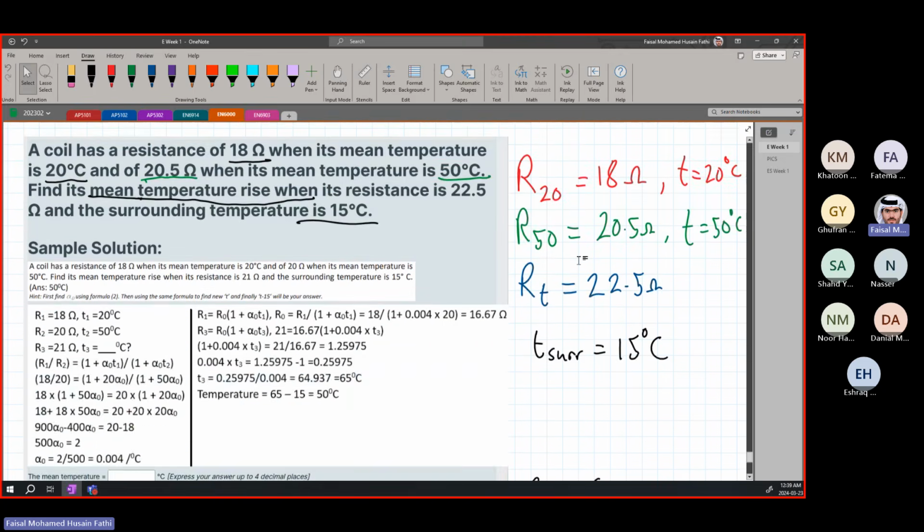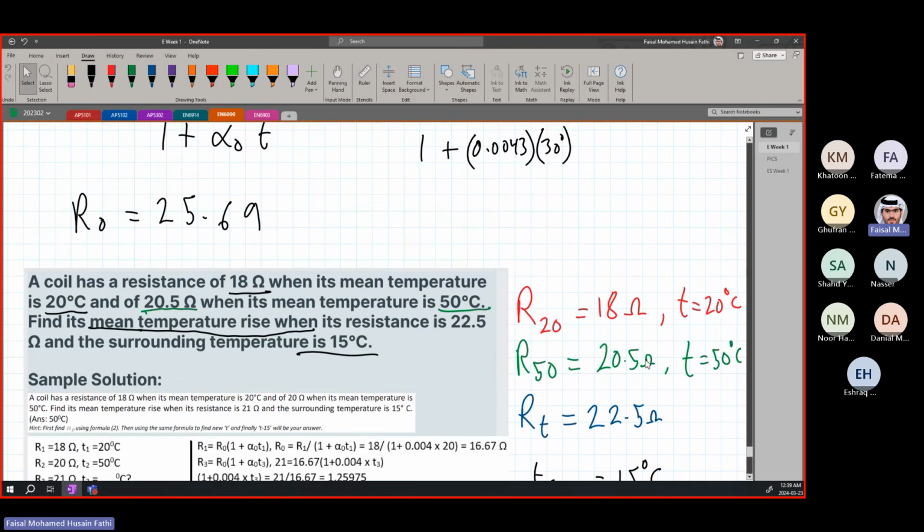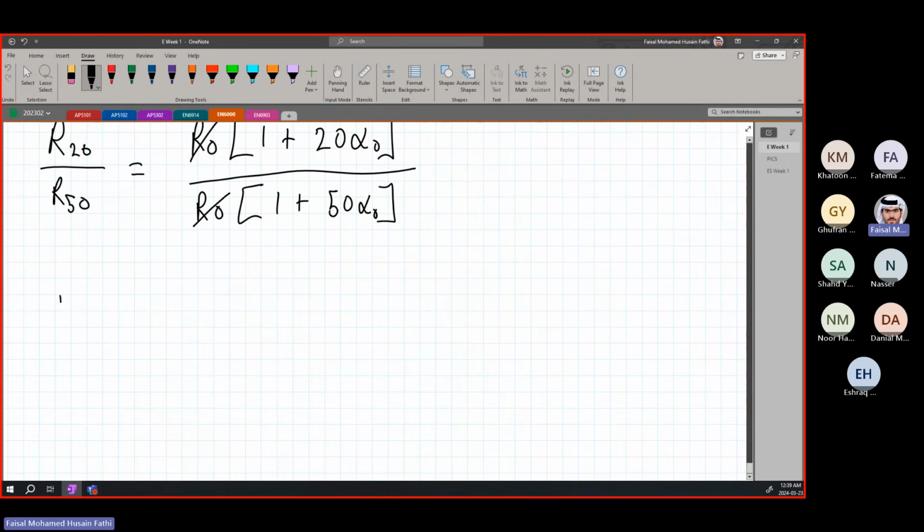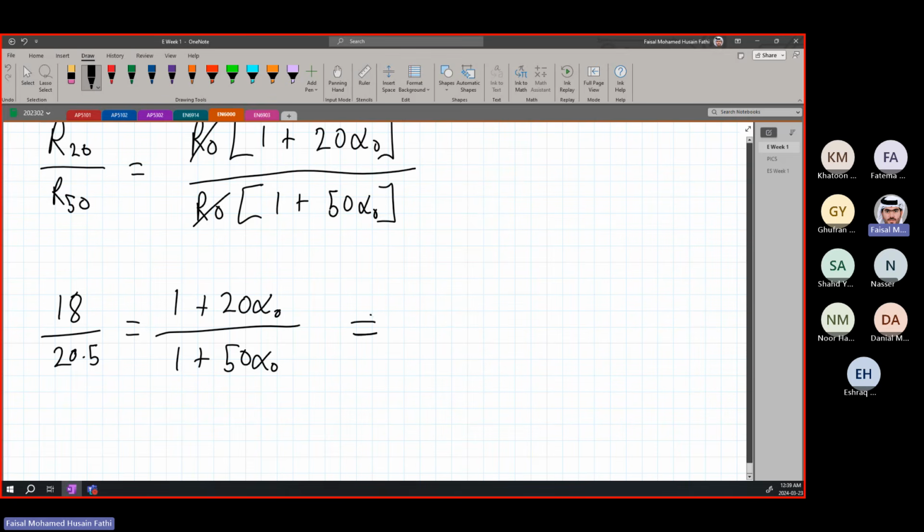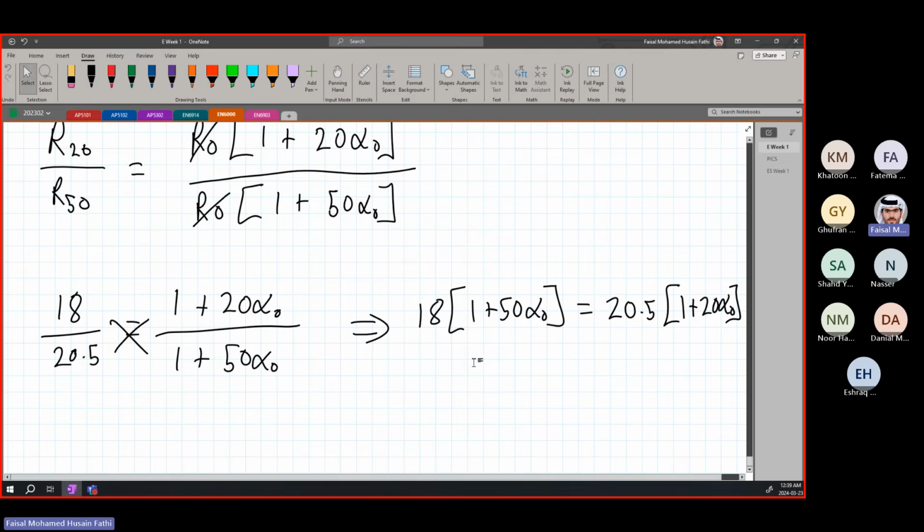You just cross multiply. So R20 is 18, and R50 is 20.5. I'm just going to write that. 18 over 20.5 is equal to 1 plus 20 alpha 0 over 1 plus 50 alpha 0. Cross multiplication, we're going to have 18 times 1 plus 50 alpha 0 is equal to 20.5 times 1 plus 20 alpha 0.